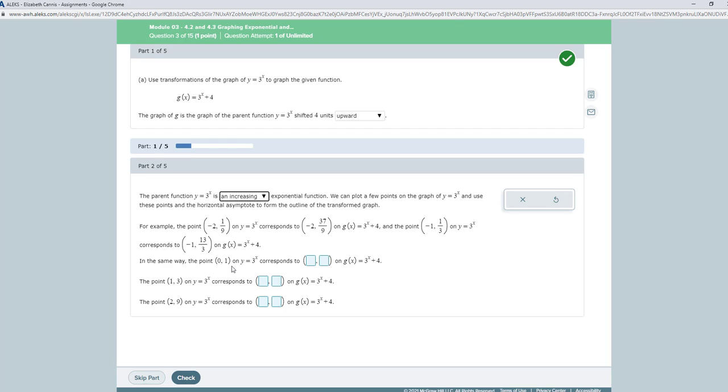So in that same way, if we have (0, 1) on this guy, if we're going to move up 4 spaces, that's going to be at (0, 5). Because again, we're already at 1, and so we're shifting it up 4. Now the point (1, 3) on this graph would correspond to (1, 7). Again, you're adding 4 to the output. This will be (2, 9) would be now (2, 13).